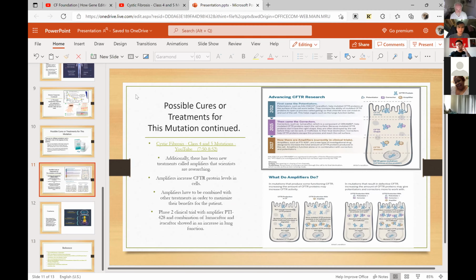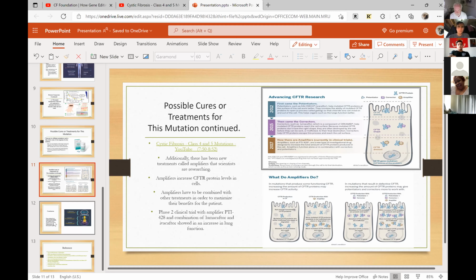I know the pictures are hard to see on the right, but the bottom right picture, which shows what amplifiers do, shows a combination of amplifiers and potentiators. There was a phase 2 clinical trial with the amplifier PTI-428 and a combination of lumacaftor and ivacaftor, and they showed an increase in lung function. So amplifiers themselves aren't necessarily a good treatment. They have to be combined with other treatments to see the maximized benefits.